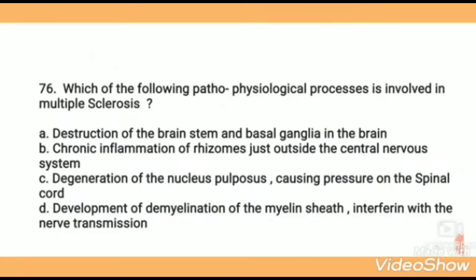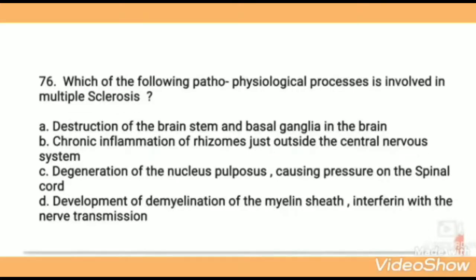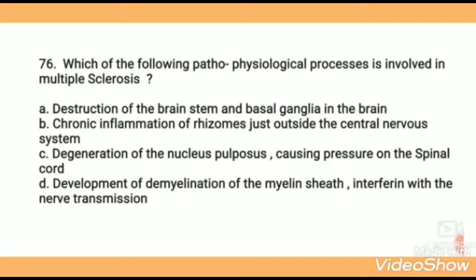Which of the following pathophysiological processes is involved in multiple sclerosis? Destruction of the brainstem and basal ganglia in the brain, chronic inflammation of rhizomes just outside the central nervous system, degeneration of the nucleus pulposus causing pressure on the spinal cord, development of demyelination of the myelin sheath interfering with the nerve transmission.